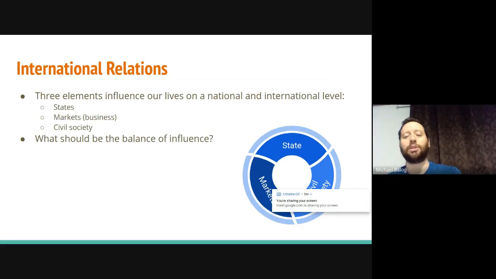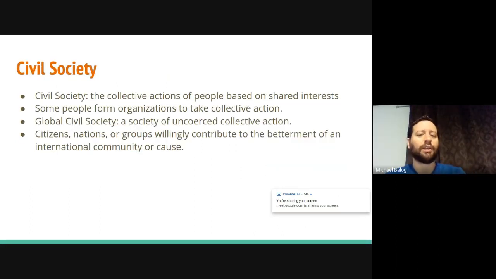And so the idea here that you want to be getting at is, what is the mix or the balance that should exist between these different influences on our lives, and what should be the most important players when it comes to international relations. So let's talk a little bit more about civil society and what that means.